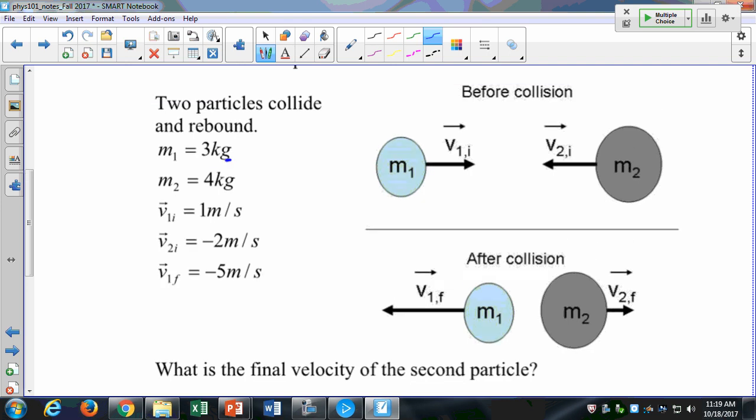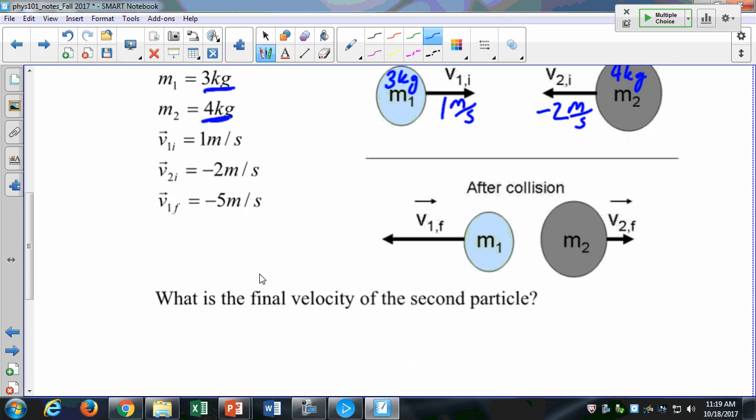I have M1, which is 3 kilograms, and M2 is 4 kilograms. And then I have their initial speeds given. V1I is 1 meter per second, and V2I is minus 2 meters per second. And then after they collide, they hit one another, V1F is minus 5 meters per second. And I want to know what is the speed of this particle.